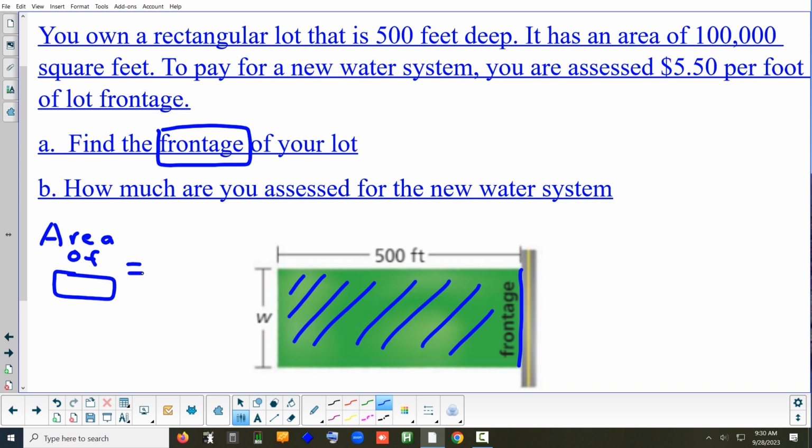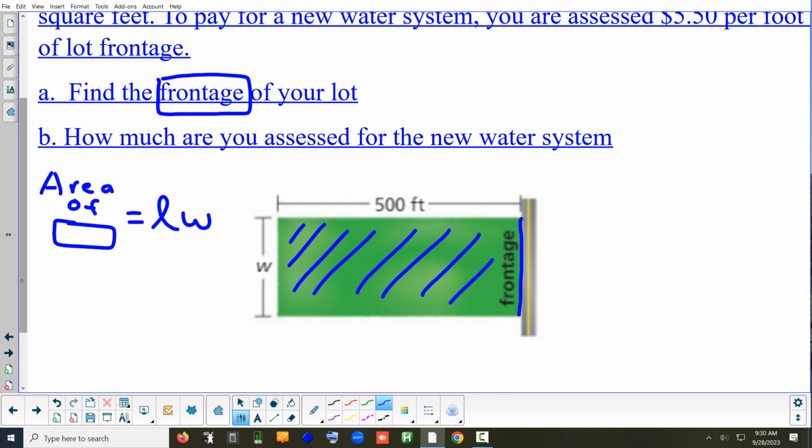Is it A plus B equals C? So that's like a perimeter. That would be maybe like a triangle. Could be a perimeter of a triangle. Isn't it width times length? Yeah, L times W or W times L. Length, width, and height. So there's no height of your yard because it's just flat. But yeah, it's length times width. So your formula, if you just write it with all letters, area is length times width.